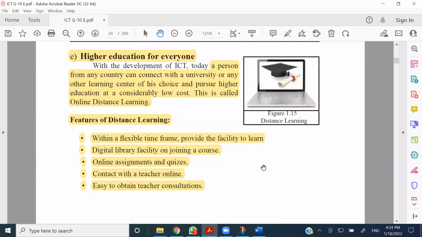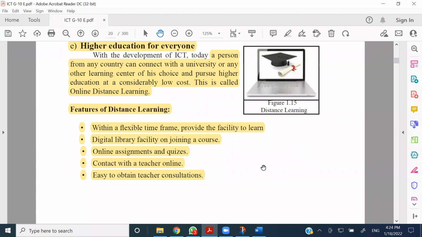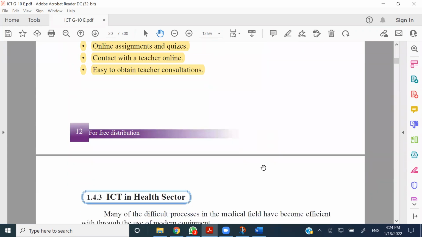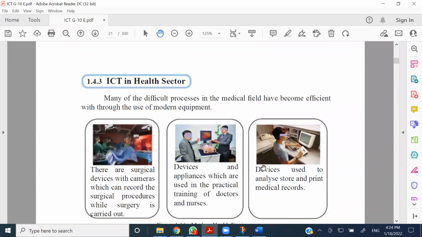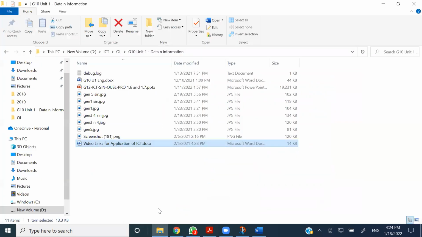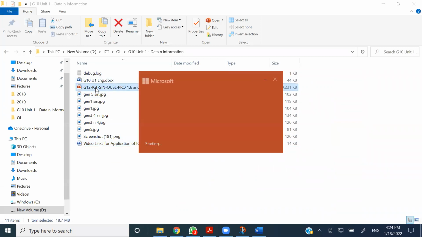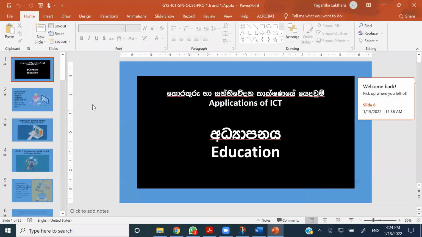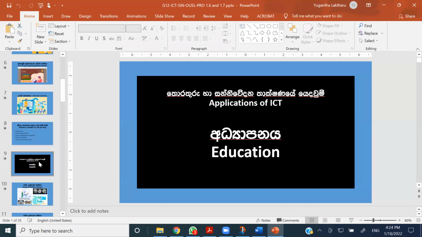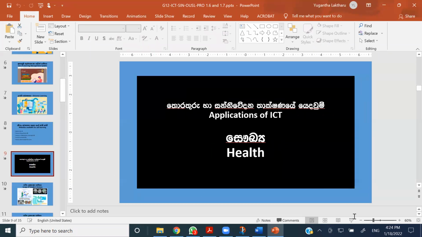So let's see. That is how ICT can be merged or taken forward with the help of ICT in the world. So next we are going to go to the health sector. I have the presentation that we watched last week. It has some details about the health sector as well. Let's go through that first, then we'll go through the notes.